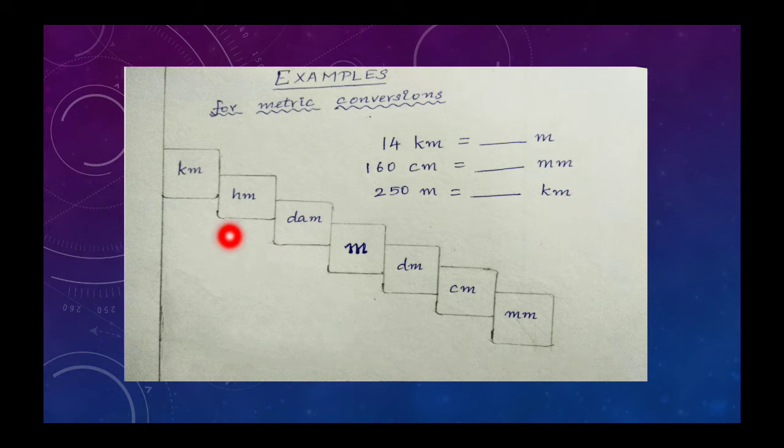For that, let us write first the ladder method in order. King Henry died, basic unit. Mother didn't cry much. So KHDAMDCM are written. Here the problem is about meter length. So KHDA and all should be associated with M only. So KM, HM, DAM, M, DM, CM, MM. Okay. Now let us see how to use this to find the answer.